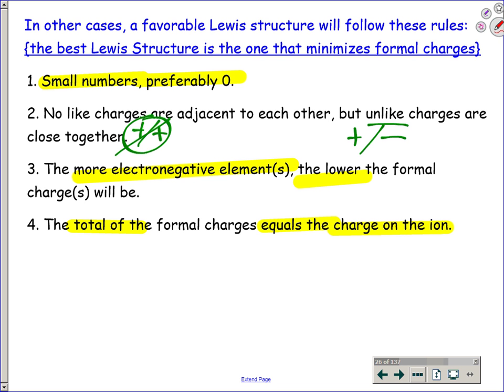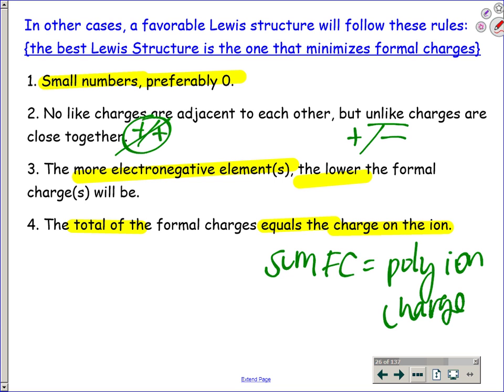Generally, the electronegative elements get a negative formal charge if they have to have one, because they pull electrons towards themselves. That would make them more stable. And when you sum up the formal charges, it should equal the polyatomic ion charge, and that would show you that you have assigned them in an appropriate way. A lot of little rules, but once you do 1 or 2 examples, it makes sense.